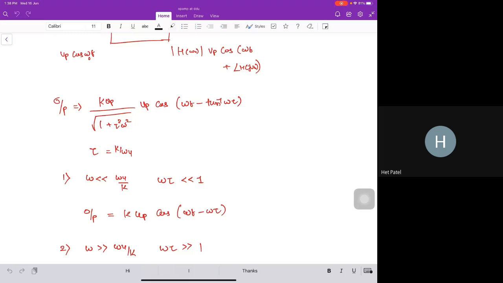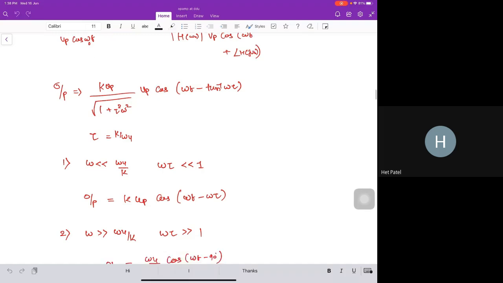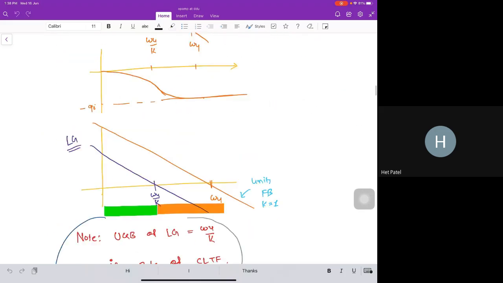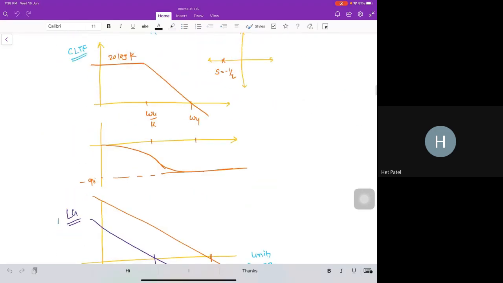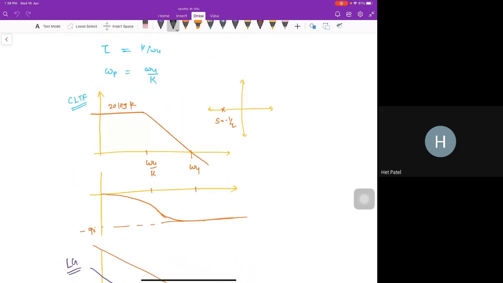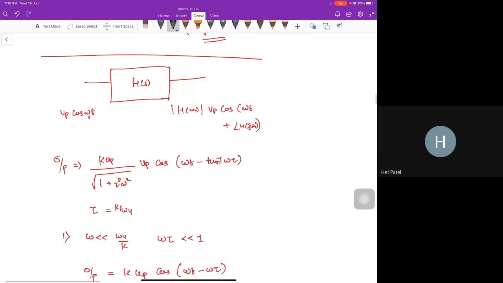But for the frequency omega greater than omega u by k, for the larger frequency, my output is decreasing with omega. You can see that the output equation is omega u by omega. So as omega is increasing, output is decreasing. Definitely you can see this from this graph also. Here you can see, right? So this is the thing. That is the point I want to make.